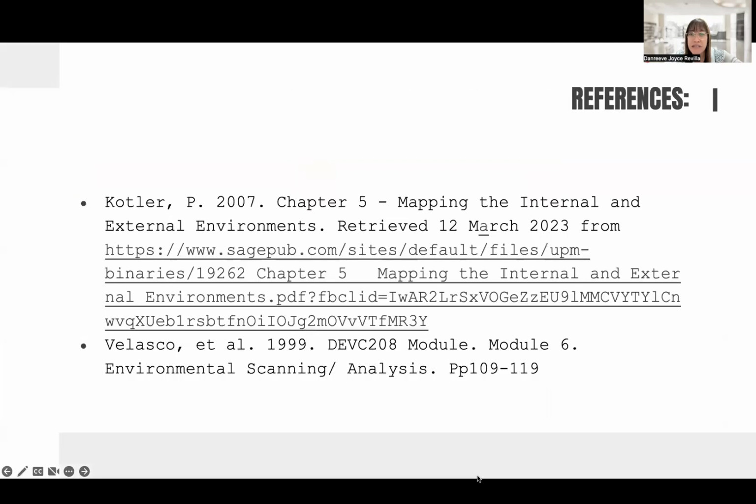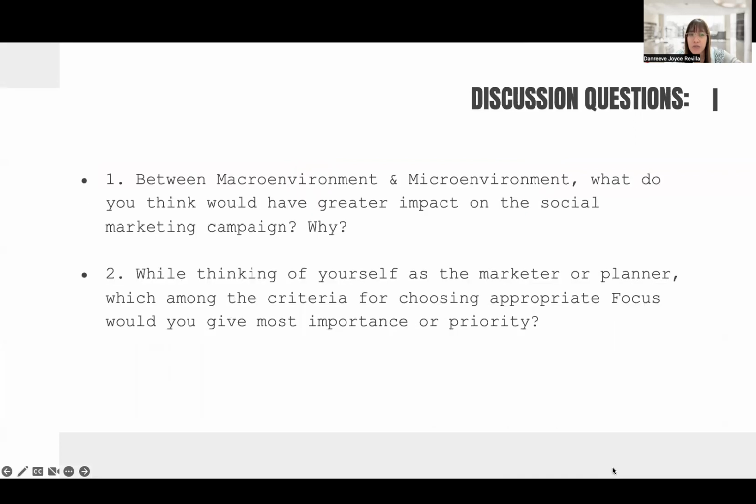These are my references for the discussion, and these are my discussion questions. Number 1, between macro environment and micro environment, what do you think would have greater impact on the social marketing campaign, and why? Number 2, while thinking of yourself as the marketer or planner, which among the criteria for choosing appropriate focus would you give most importance or priority?